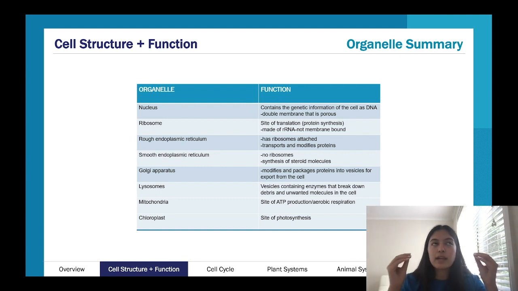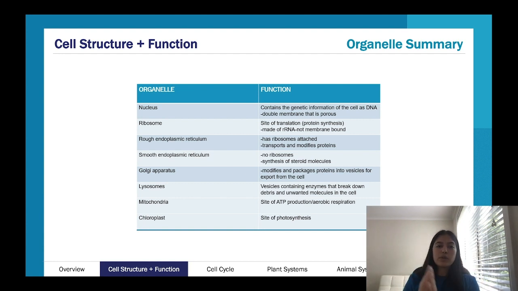Again, rather than rote memorizing that rough endoplasmic reticulum does this, smooth endoplasmic reticulum does this, think about what's the difference between the rough and the smooth? The rough has ribosomes. What do ribosomes do? Protein. So therefore, what does the rough endoplasmic reticulum do? Packaging, modifying proteins. You can see that train of thought, rather than thinking of everything separately: ribosome, proteins; smooth endoplasmic reticulum, steroid molecules; rough endoplasmic reticulum, proteins.